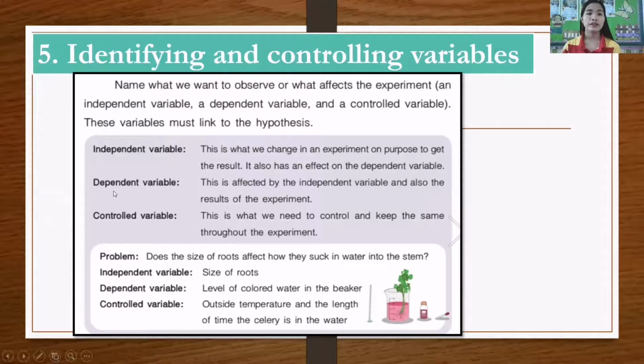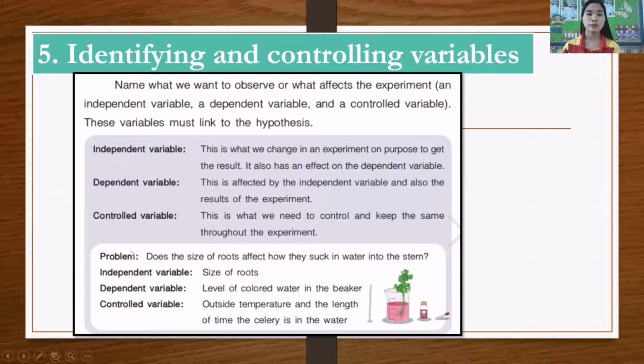Okay, second, we have the dependent variable. This is affected by the independent variable and also the results of the experiment. And the third one is the control variable. This is what we need to control and keep the same throughout the experiment.